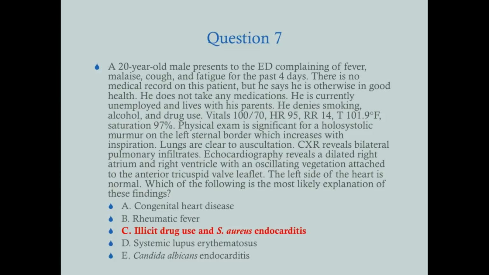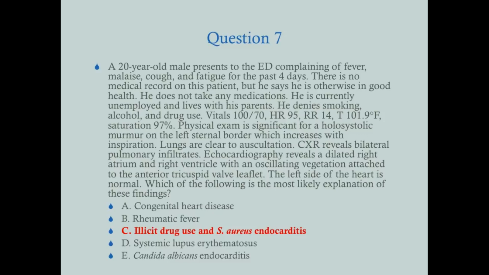IV drug use is the most common cause of tricuspid valve compromise among young patients in the United States. So you would want to get a urine tox screen in addition to this, just to confirm that, yeah, he's shooting up heroin. But it's pretty clear, just based on the echocardiogram, that something's wrong with his tricuspid valve.